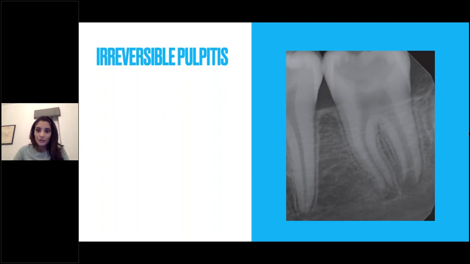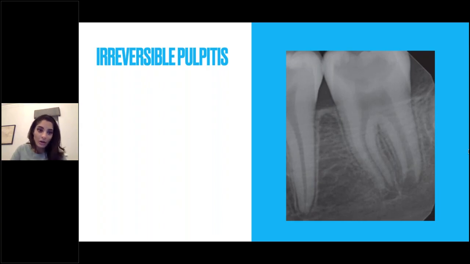So now moving on to cases of irreversible pulpitis. So you can see here this lower 7, it's got extensive caries, very close to pulp. We've got open apices, no lesion here, just wide apices. And this tooth is in a state of irreversible pulpitis.